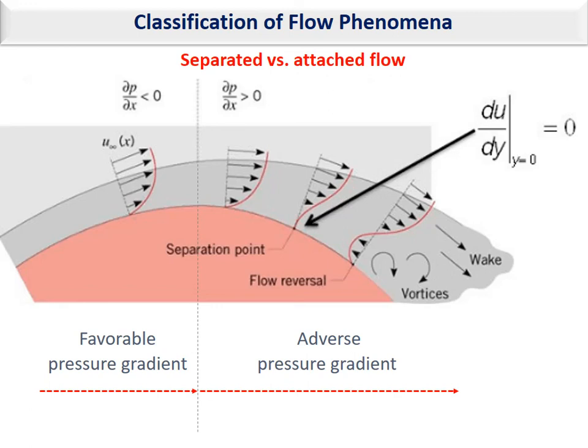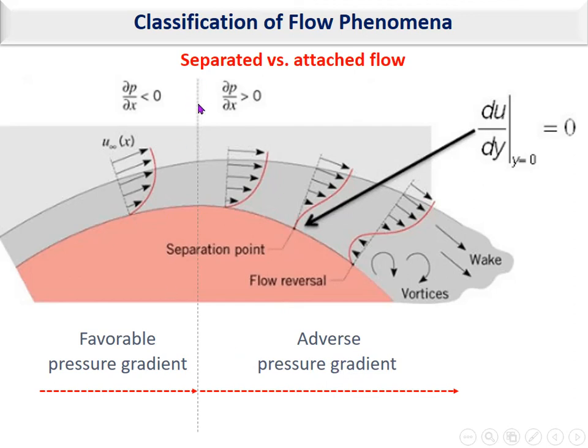If the pressure gradient is negative, we say it's a favorable pressure gradient. But if ∂P/∂x is more than 0, or P increases along the surface, then we say that there is an adverse pressure gradient. So if the pressure decreases along the flow, it's a favorable pressure gradient, and if the pressure increases along the flow path, then it's an adverse pressure gradient.